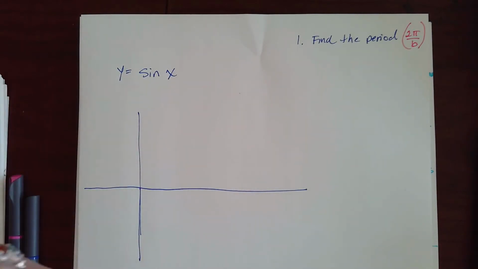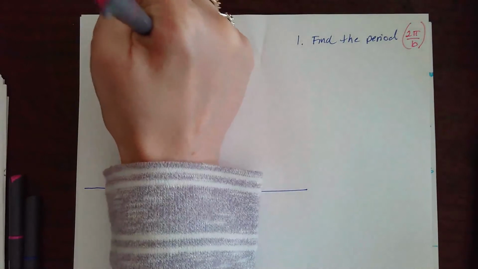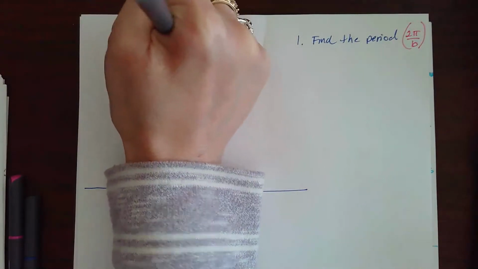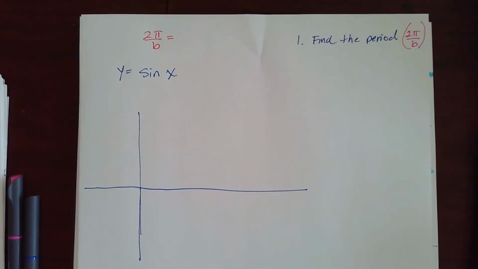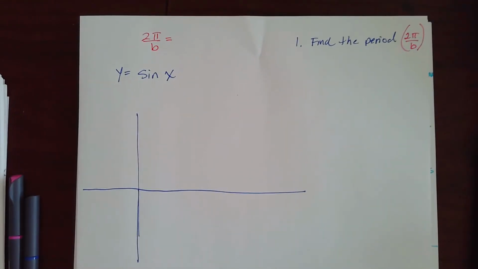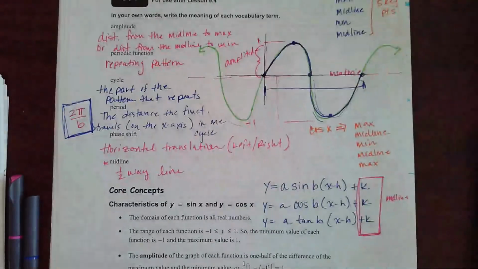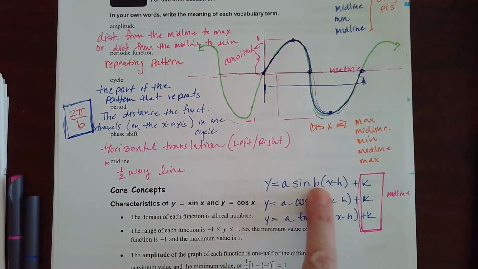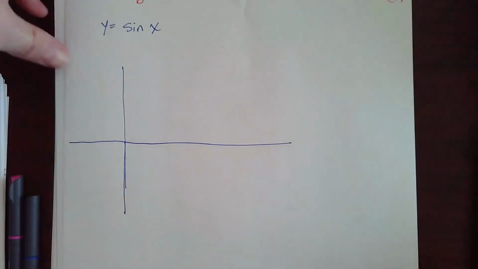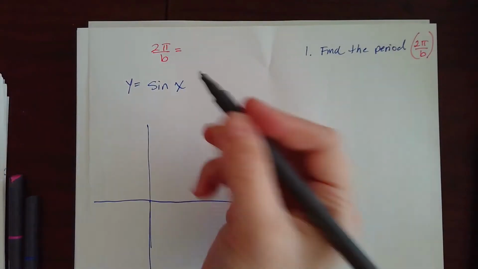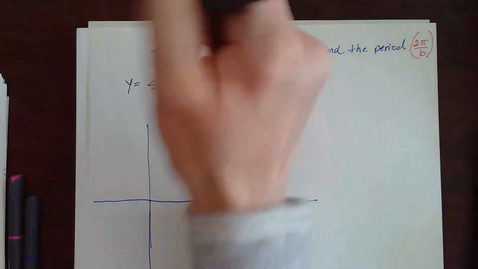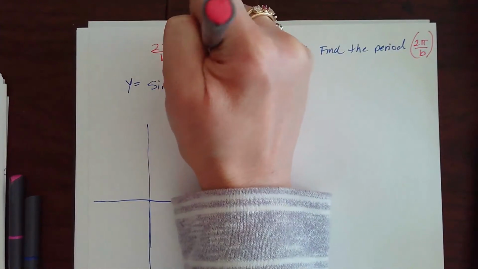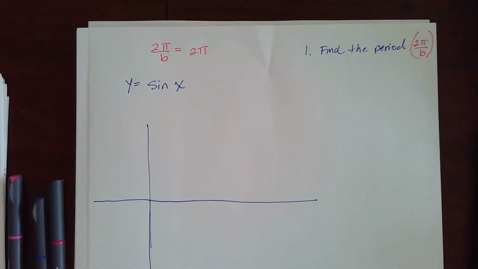So I'm going to write 2 pi over b equals. All right, so remember, what is b in our equation? If you remember back to what I just showed you with our generic equations, b is that number that's being multiplied by x. So in this case, the b value is the coefficient on x, which is 1. So 2 pi over 1 is 2 pi. All right, so why is that useful?